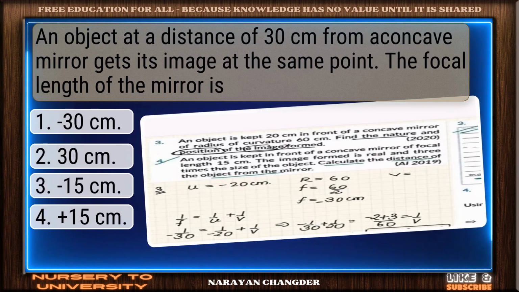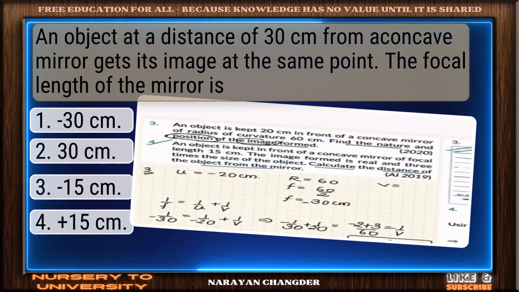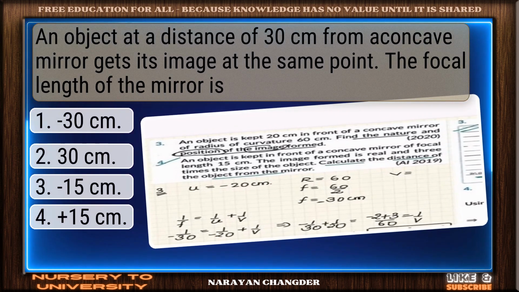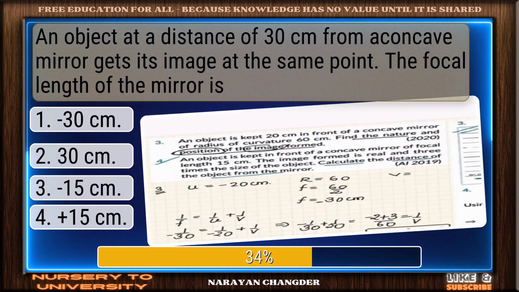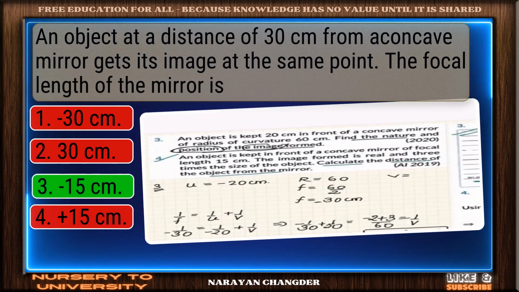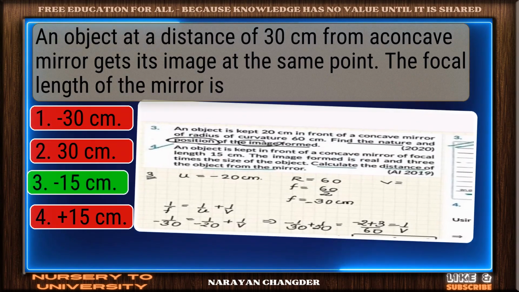An object at a distance of 30 cm from a concave mirror gets its image at the same point. The focal length of the mirror is. Excellent. 15 cm is a brilliant choice.